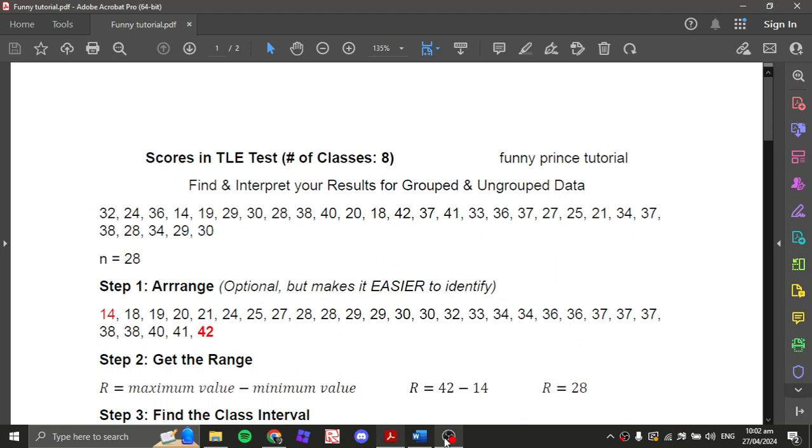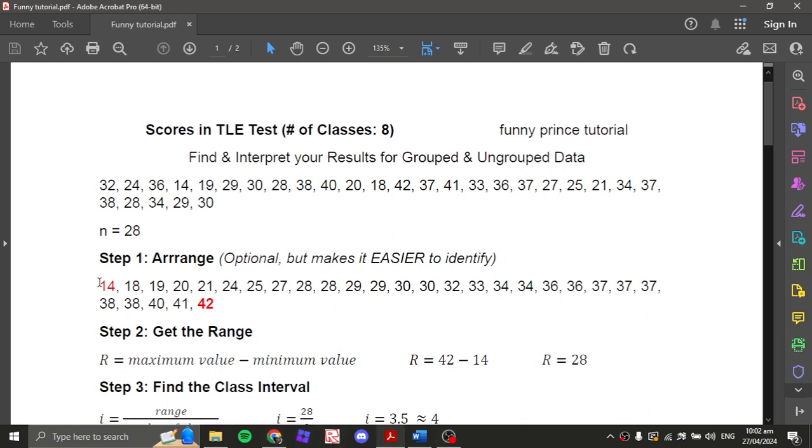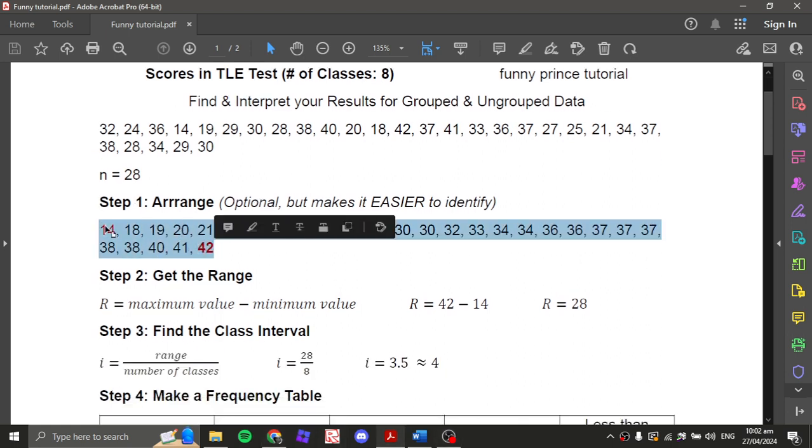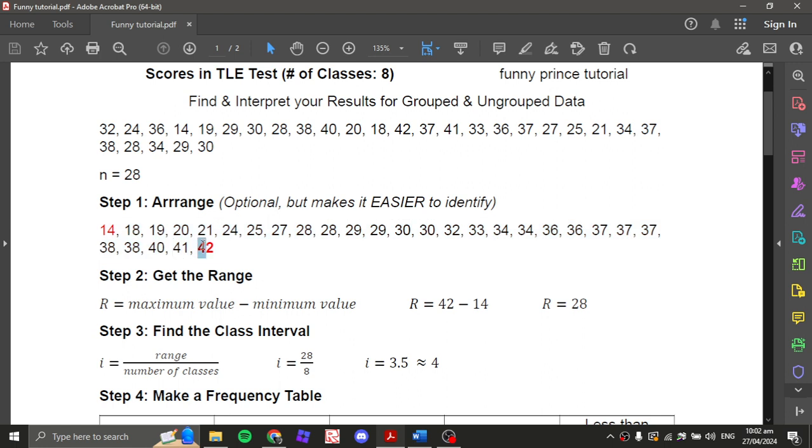So she provided us with 28 values. Now, it's better to arrange them for your ungrouped data, and overall, it's better to identify the values, but it's optional for grouped data. So as you can see, we have 28 values here. The lowest value is 14. The maximum value is 42.